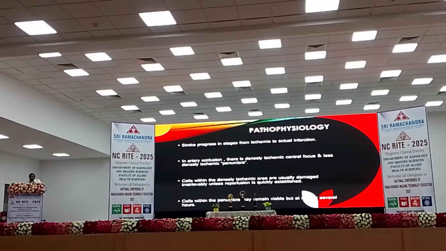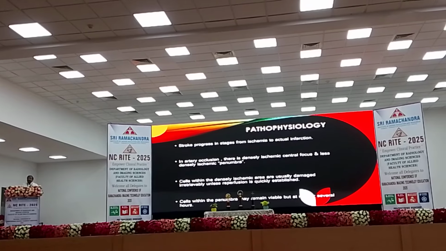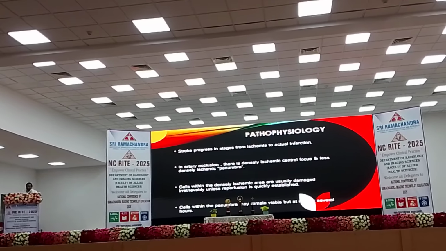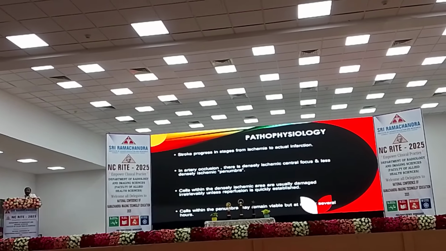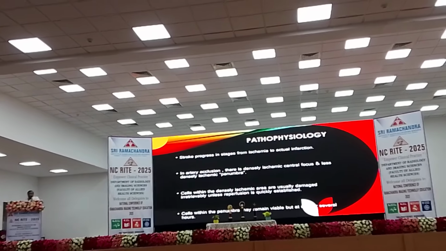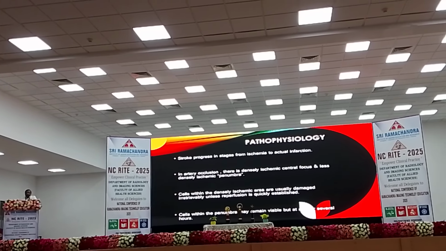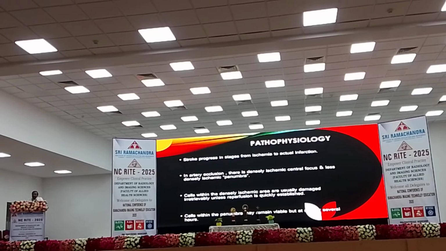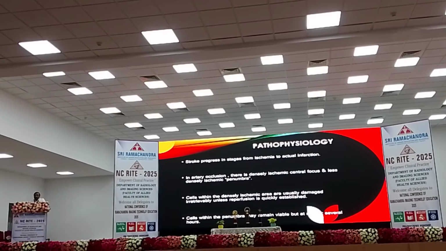And you see the stroke progress in stages from ischemic to actual infarct. In artery occlusion, there is a densely ischemic central focus and a less densely ischemic penumbra, which we have to know, because when a stroke happens, it will not suddenly become an infarct. It will take some stages of time to become an infarcted area.